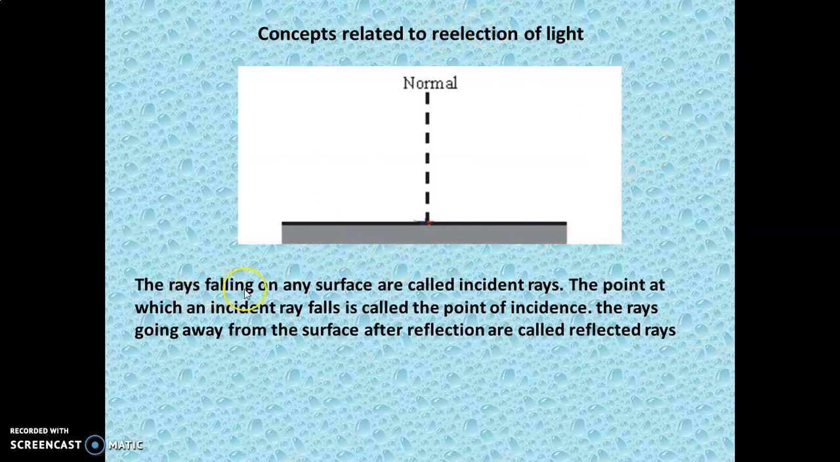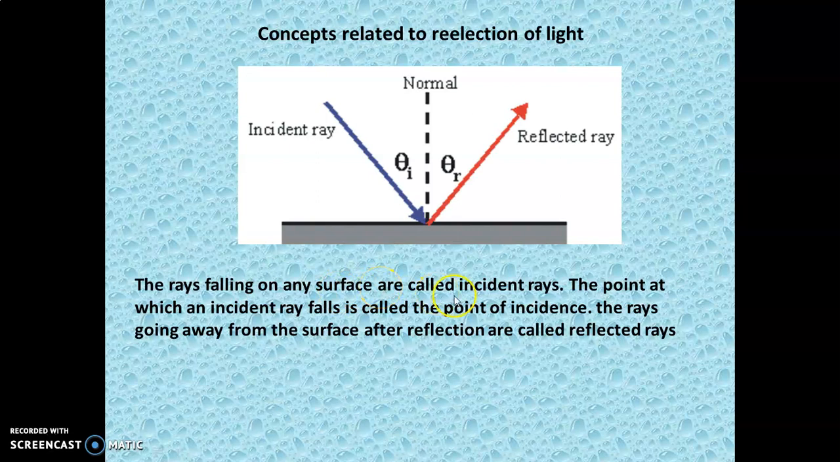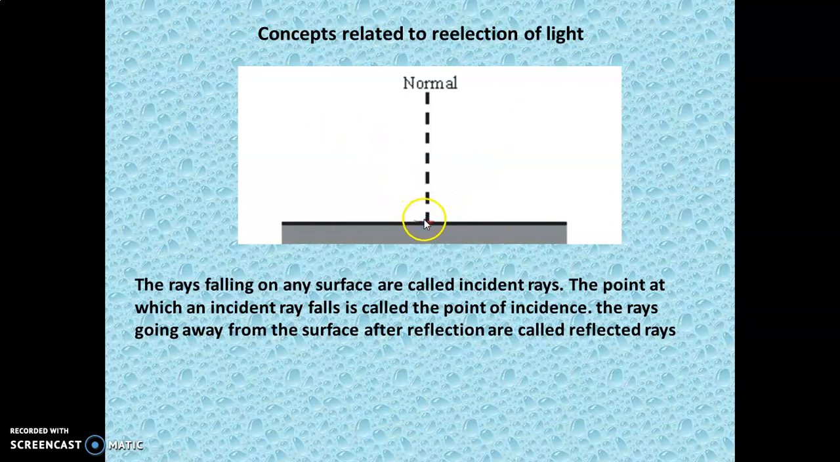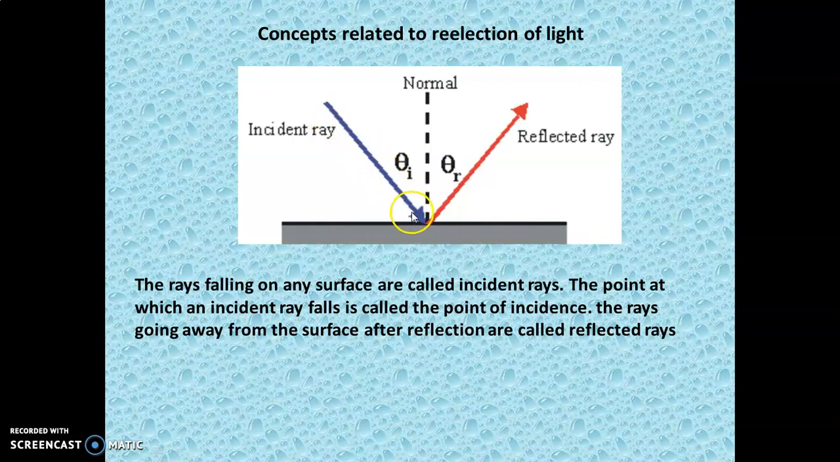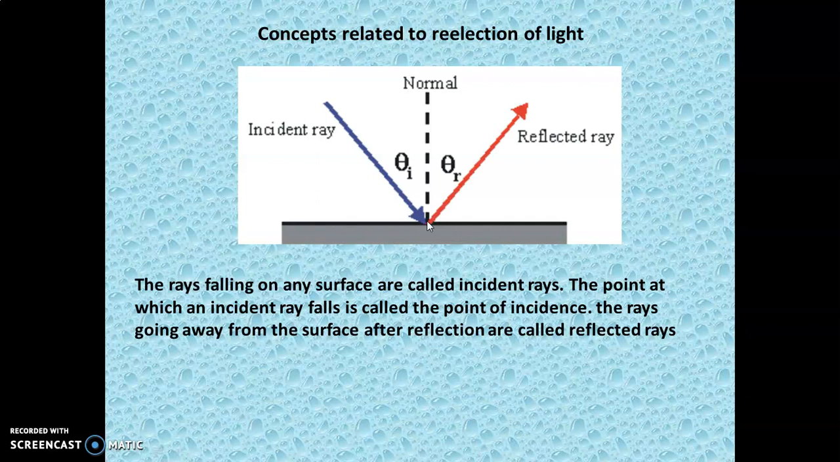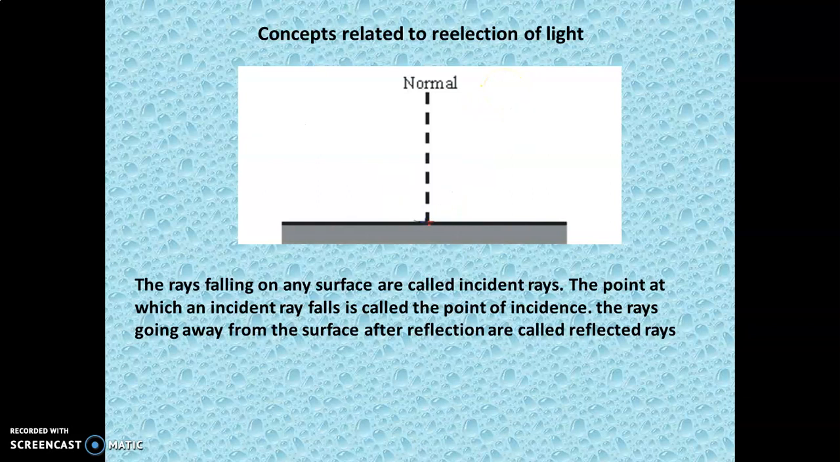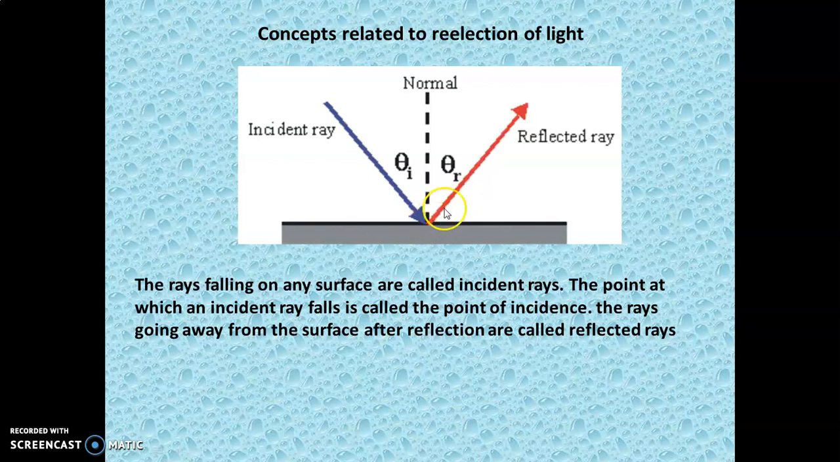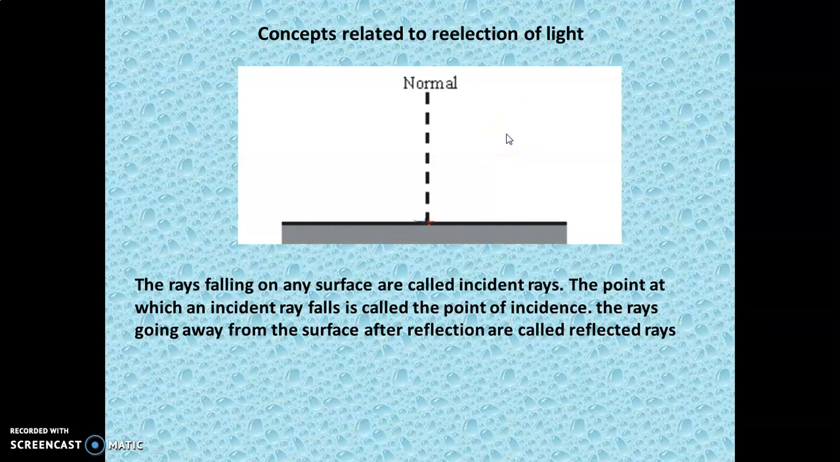A ray of light falling on any surface is called an incident ray. So here the ray of light that is falling on the surface is called incident ray. So this is my incident ray. The point at which the ray of light falls is called the point of incidence. So this point where the ray of light is falling is called point of incidence. And the ray going away from the surface after reflection is called reflected ray. This is the ray that is shown in red color, which is moving away. That is called a reflected ray.